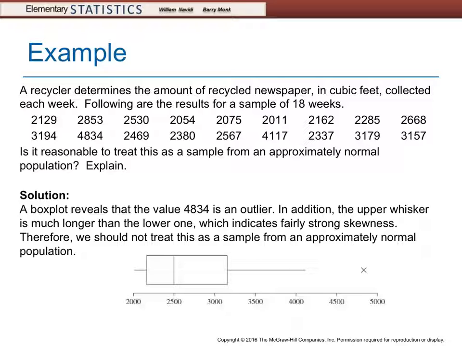A box plot reveals that the value 4334 is an outlier. In addition, the upper whisker is much longer than the lower one, which indicates fairly strong skewness. Therefore, we should not treat this as a sample from an approximately normal population.